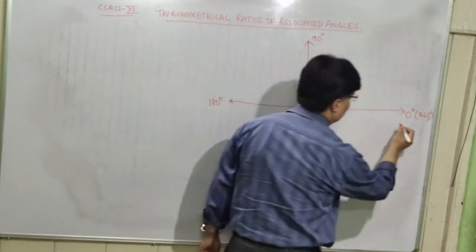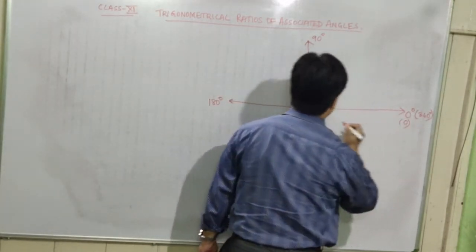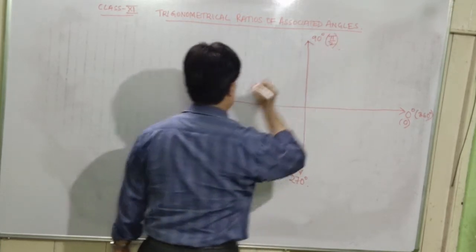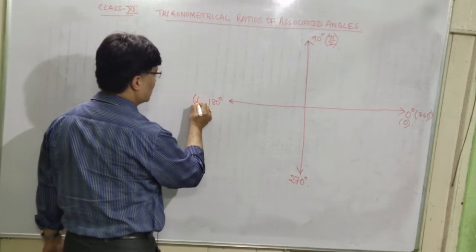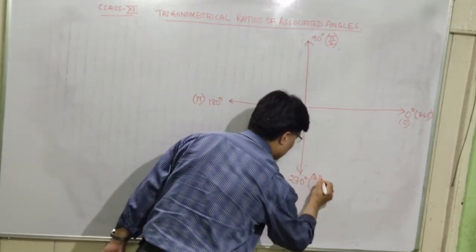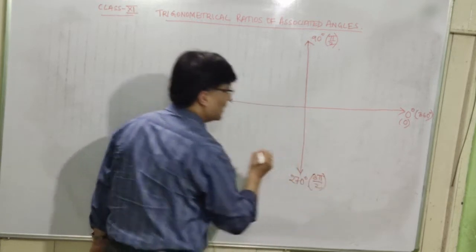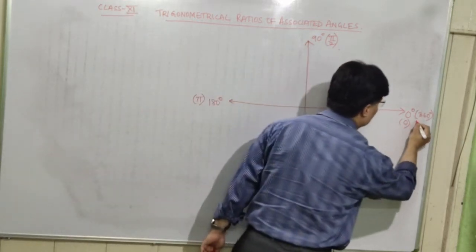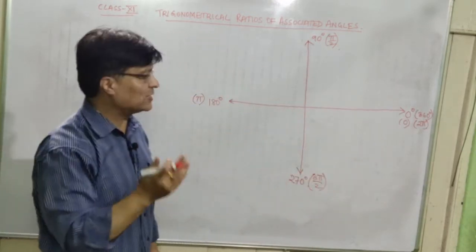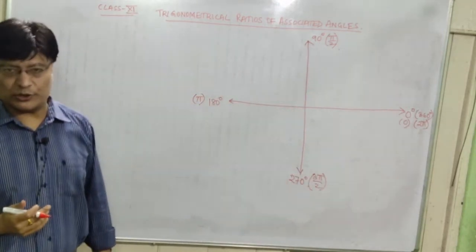So 0 degree in terms of radian is 0. 90 degree in terms of radian is pi by 2. 180 degree in terms of radian is pi. 270 degree in terms of radian is 3 pi by 2. And 360 degree in terms of radian is 2 pi. So we can write down these degrees in terms of radians also.